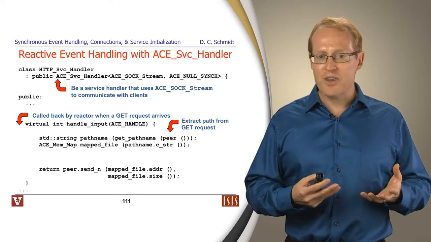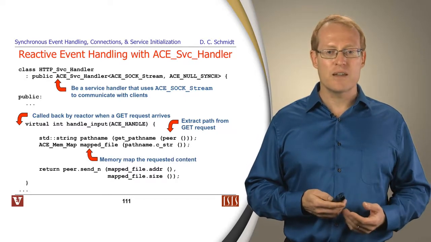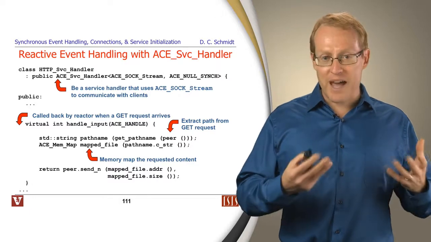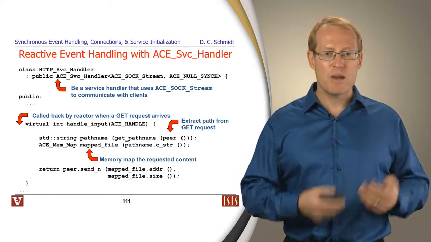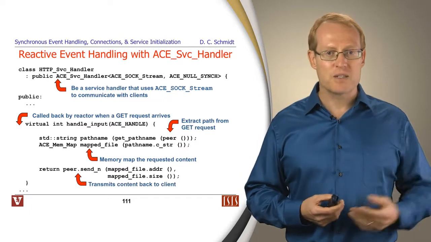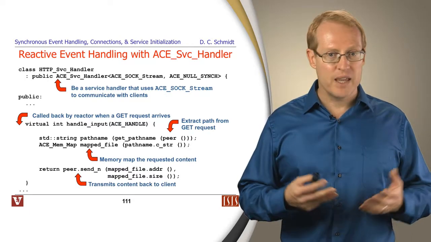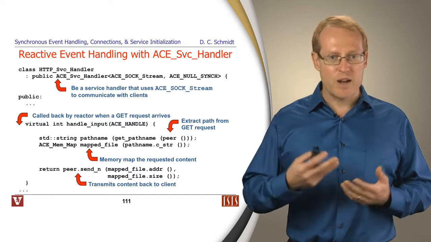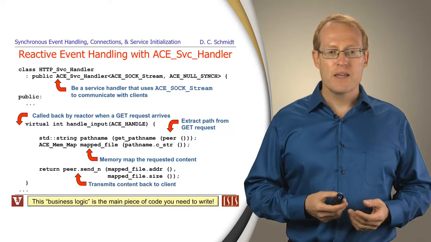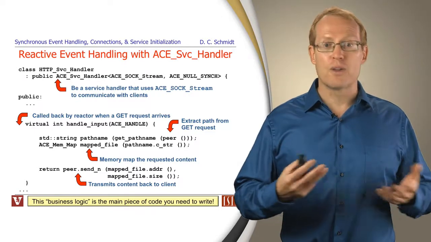It gets the path out of the GET request that comes in. It memory maps that path into the appropriate part of the file system and stores it in memory. And then it goes ahead and transmits the content back to the client in one operation using the mechanisms in ACE to transmit exactly n bytes. This business logic is really the only thing we have to write.